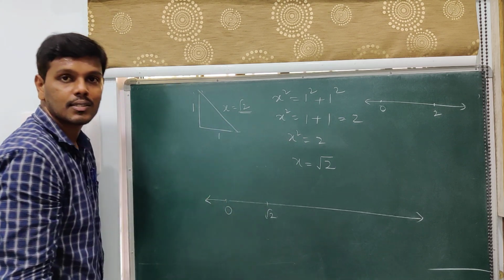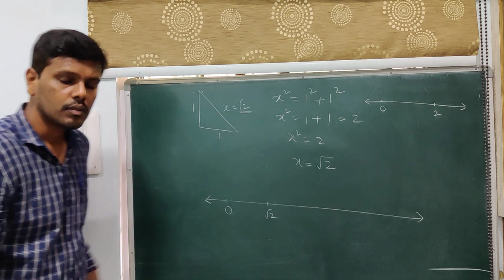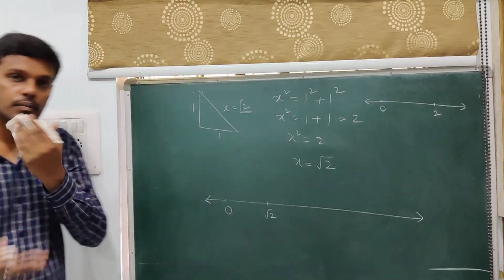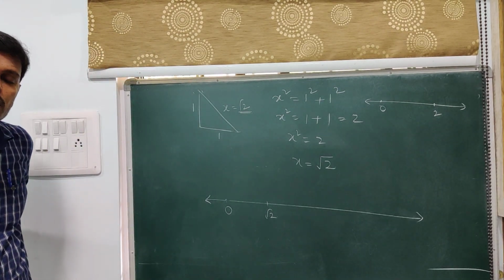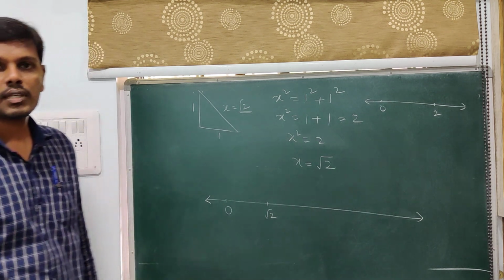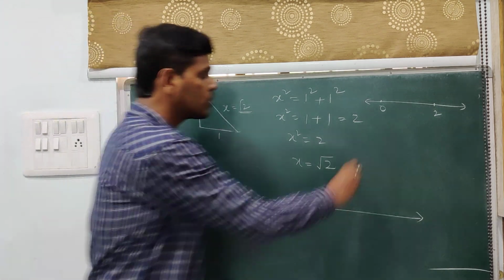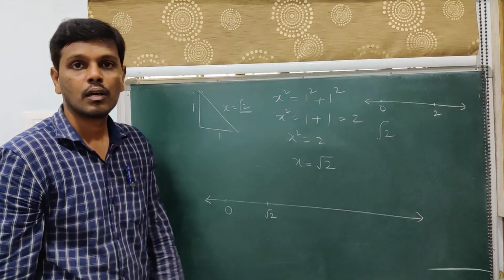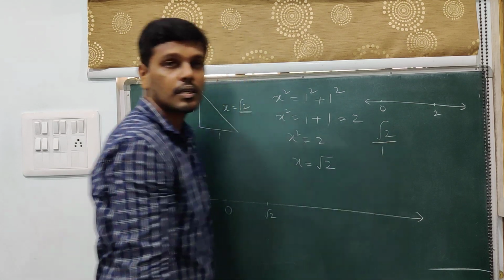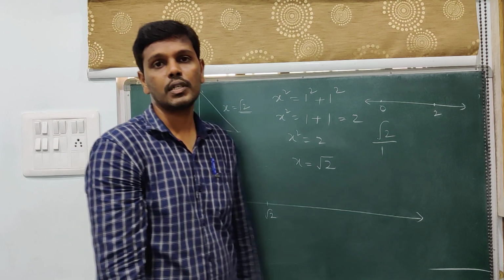Now let us examine this root 2. Is root 2 a rational number? Think of the definition. What are the conditions for a number to become a rational number? The first condition is it should be in p by q form. Is root 2 in p by q form? Of course it is. You can write root 2 by 1 and say it is in p by q form. So the first condition is satisfied.